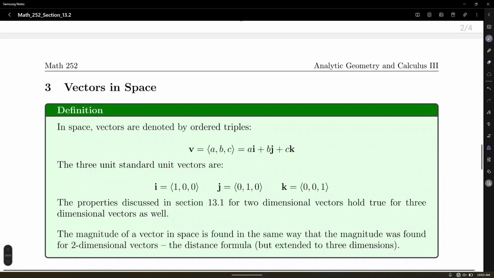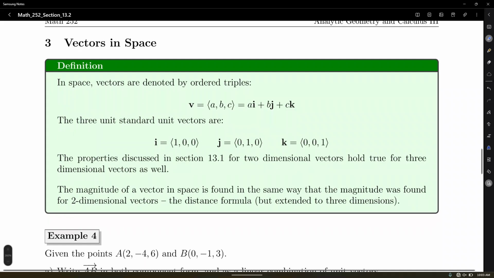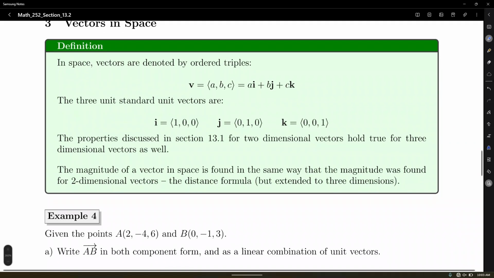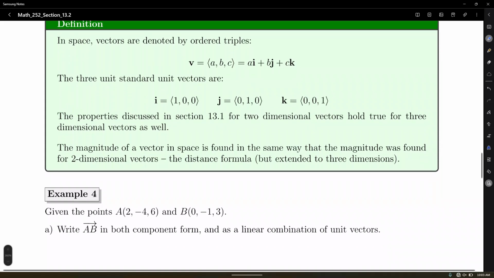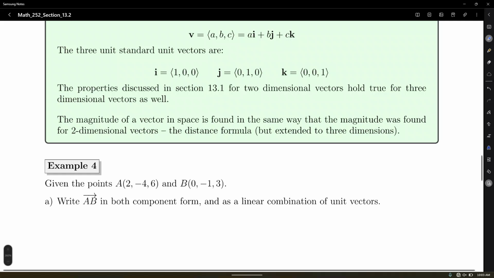If we had vectors A, B, now we're going to call them A, B, C. And that standard unit vector, if we had i and j in alphabetic order, we're just going to add the k vector. So now these standard unit vectors, instead of being simply 1, 0, are going to be 1, 0, 0; 0, 1, 0; and 0, 0, 1 for the k vector. And the same properties we learned about vectors from section 13.1 are going to hold exactly the same. The magnitude of a vector in space is going to be the exact same magnitude distance formula. It's not going to change, but we're going to extend it to 3 dimensions by adding that third term. That's all it is going to be.